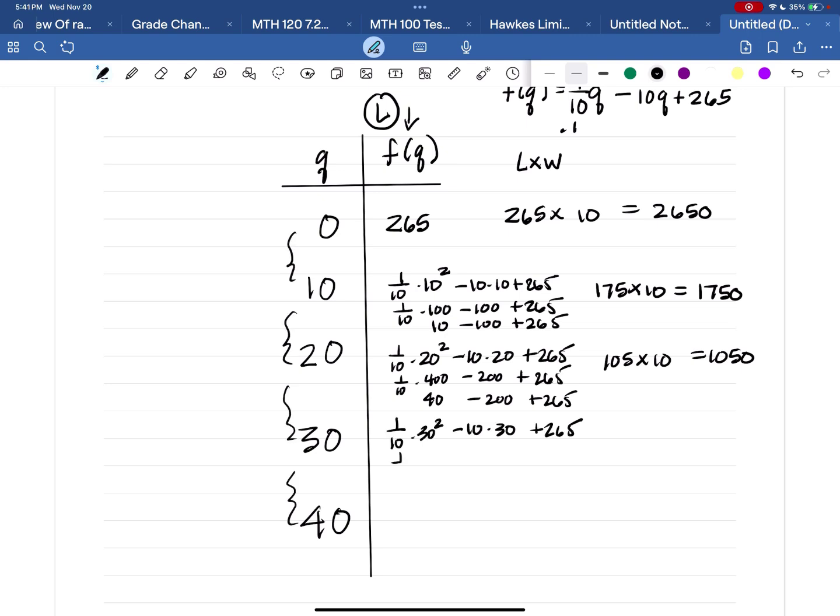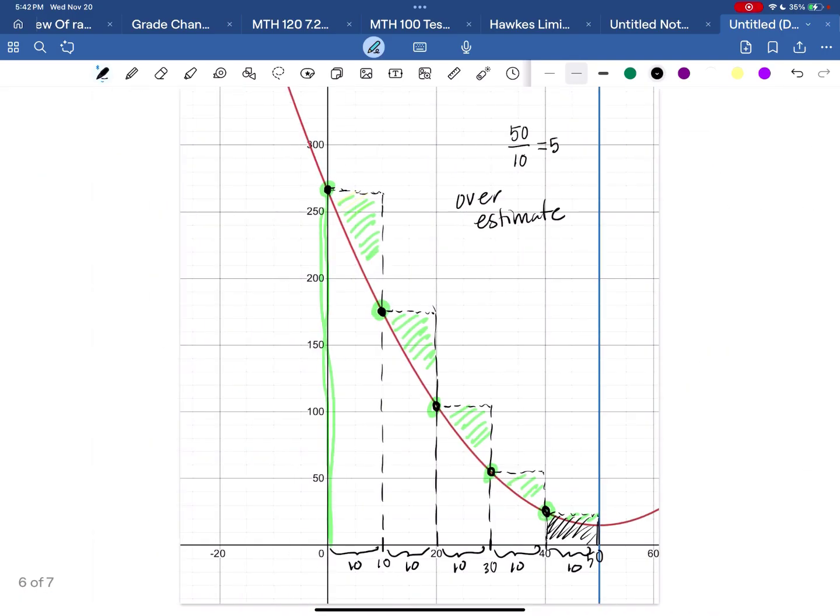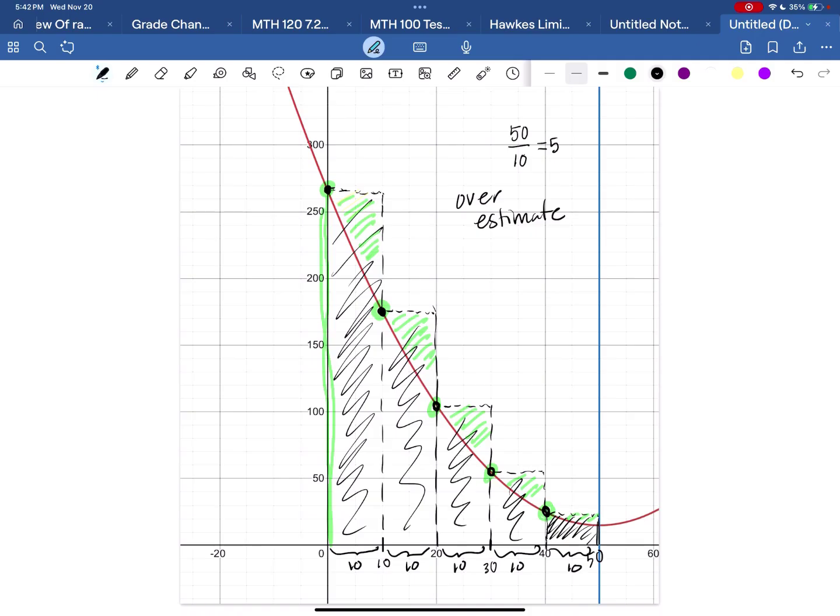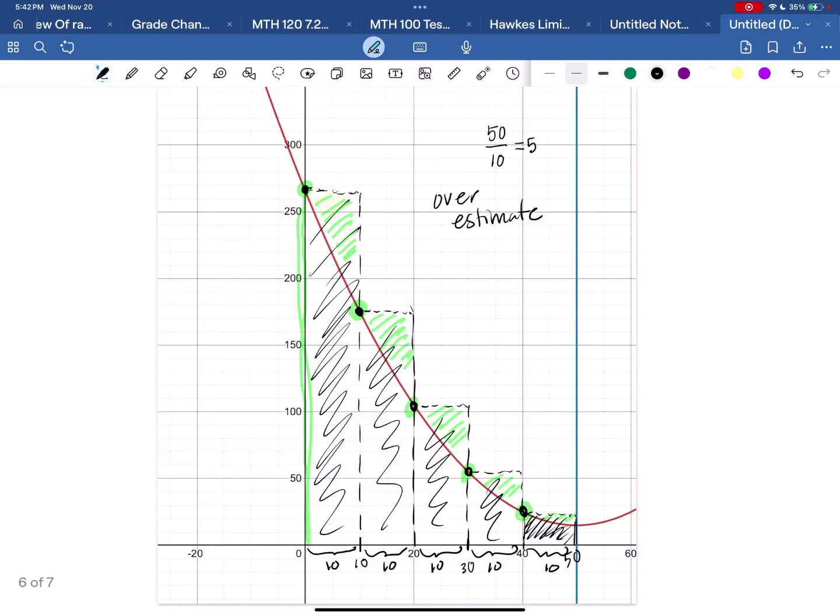That's going to be 1/10 times 900 minus 300 plus 265. That's going to be 90 minus 300 plus 265. That's 355 minus 300, so that's 55 times 10 is 550. Now, notice that these are going down because, look, this bigger rectangle has the most area, and then these are getting smaller and smaller and smaller, right? Because the heights are shorter and shorter and shorter.